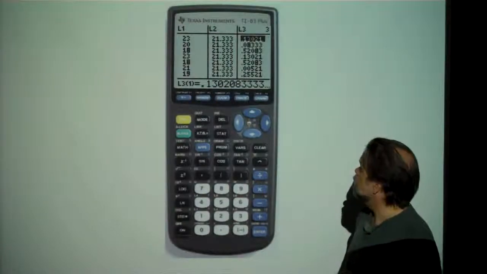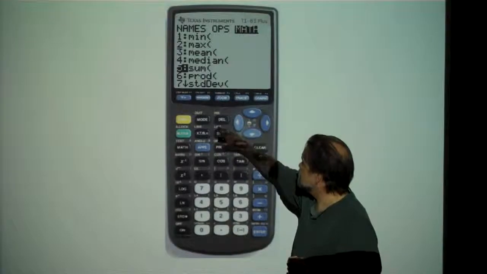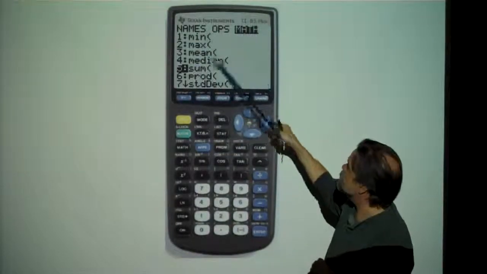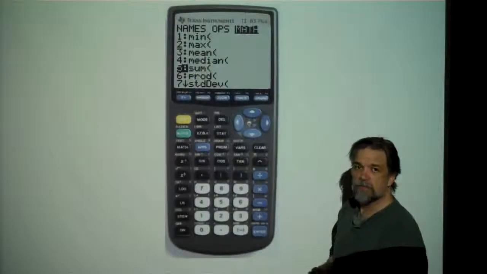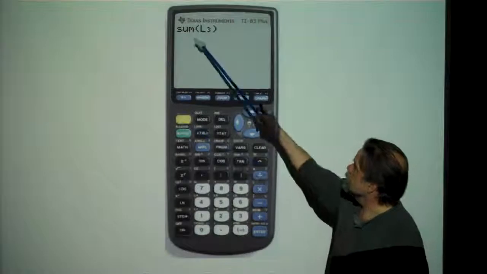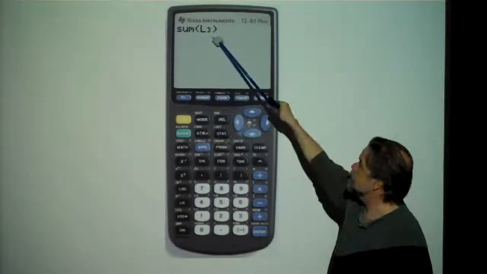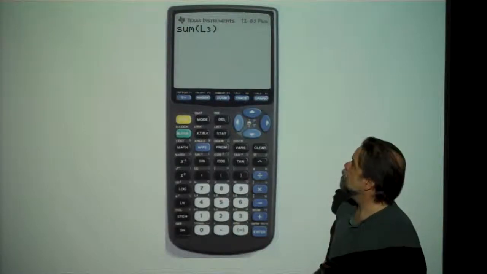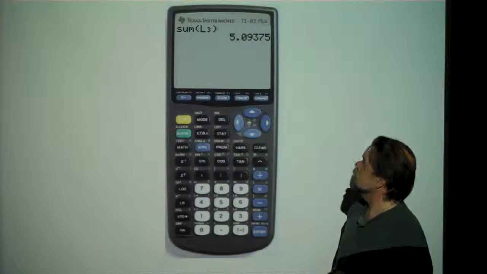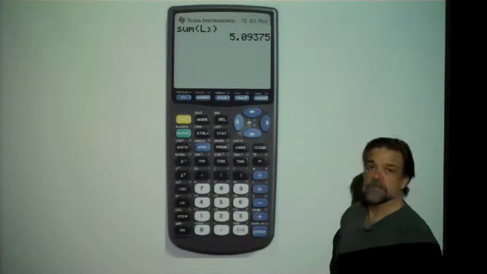Or alternatively, I can hit second stat to get my list, and then I can arrow over to math, and right there where it says sum, I'm going to select sum, and it's going to put sum right there, and then I'll say second 3, and that'll give me L3, and that tells me that my sum is 5.09375. Okay? So, that's my statistic.